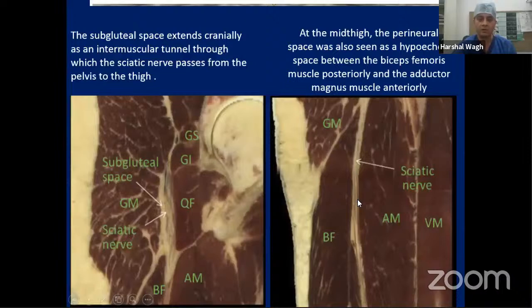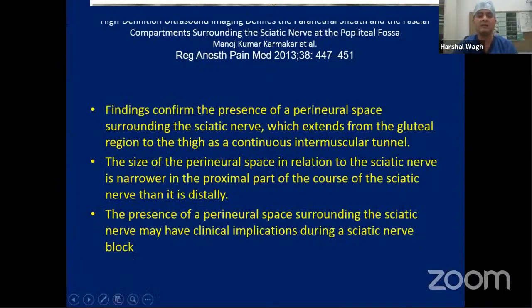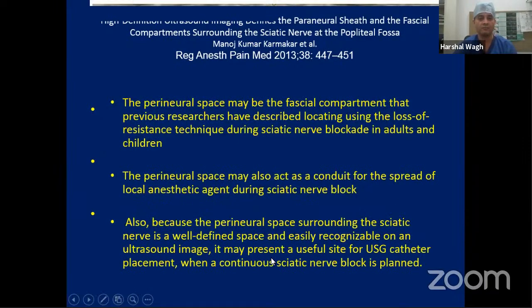Now, why am I talking about all this? What it basically means is that it confirms the presence of a perineural space that surrounds the sciatic nerve. This extends from the gluteal region to the thigh as a continuous intermuscular tunnel. The size of this perineural space in relation to the sciatic nerve is narrower proximally as compared to distally. The presence of a perineural space surrounding the sciatic nerve may have clinical implications during a sciatic nerve block.